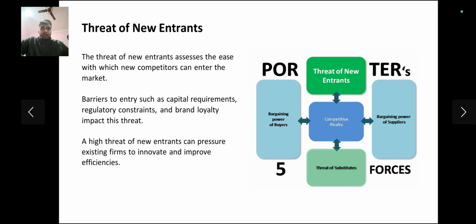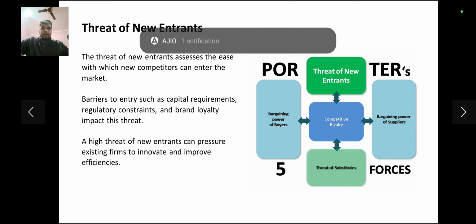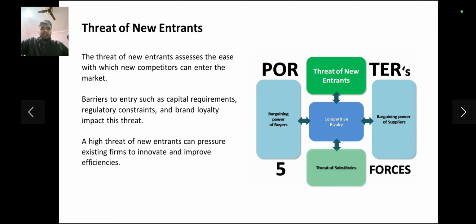Threat of new entrants. Threat of new entrants assesses the ease with which new competitors can enter the market. Barriers to entry such as capital requirements, regulatory constraints, and brand loyalty impact this threat. A high rate of new entrants can pressure existing firms to innovate and improve efficiencies.